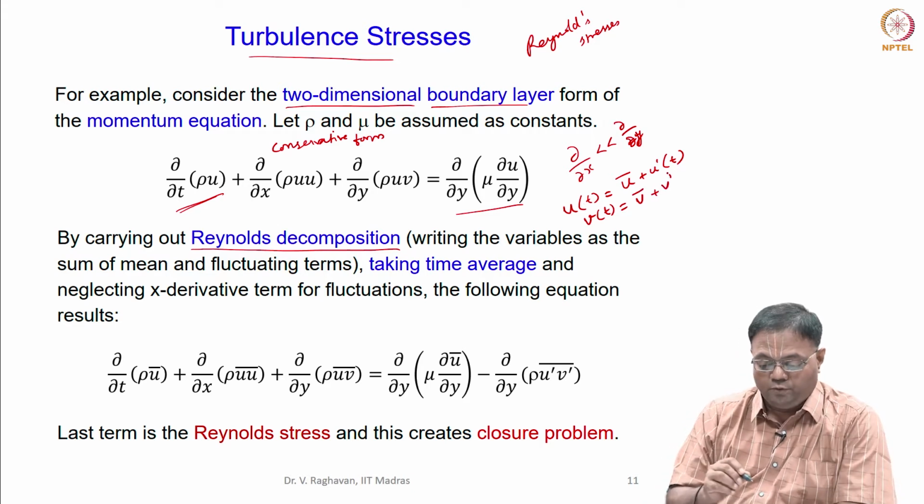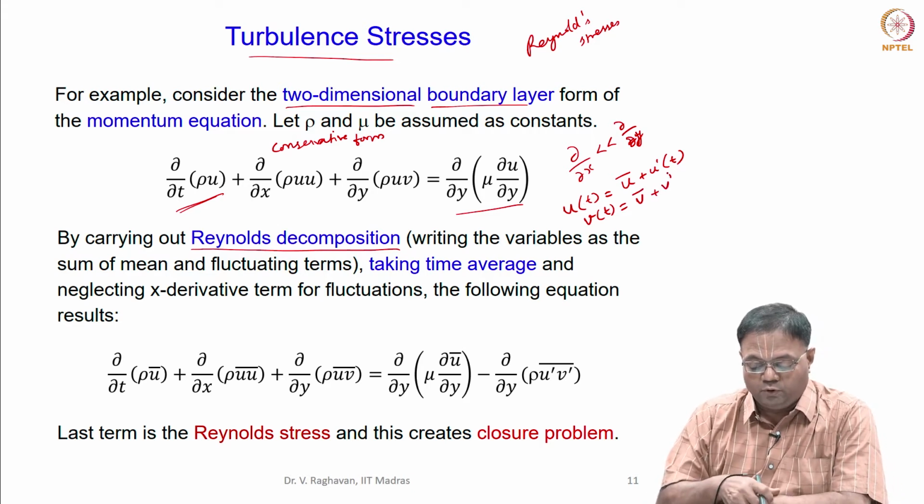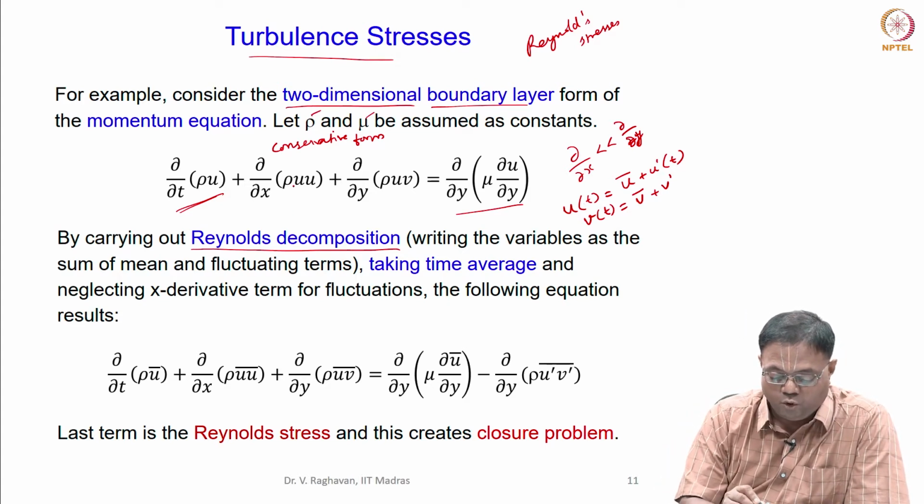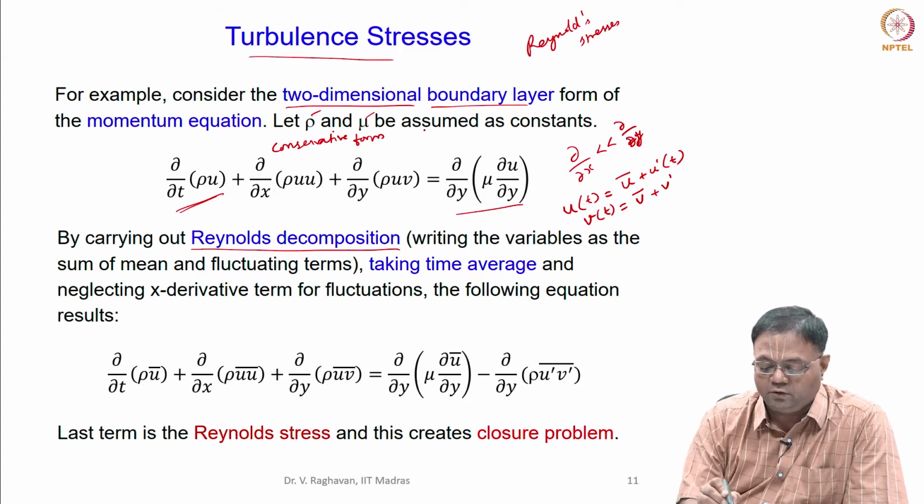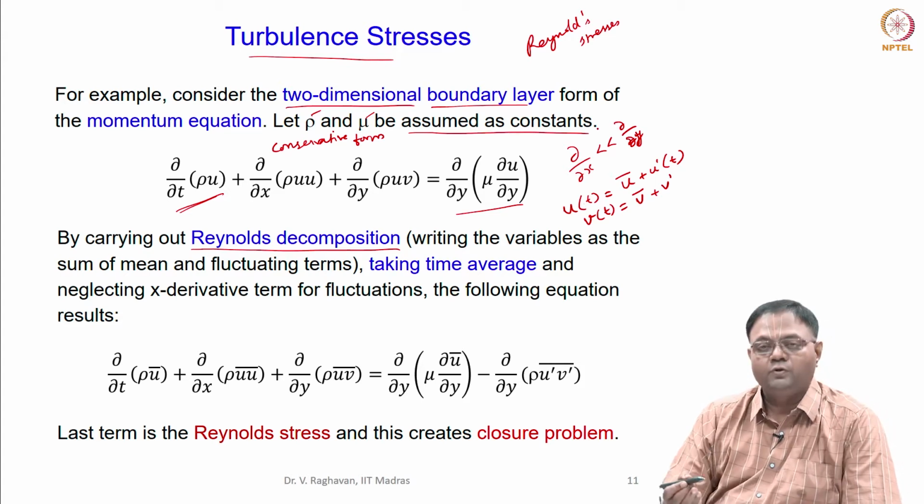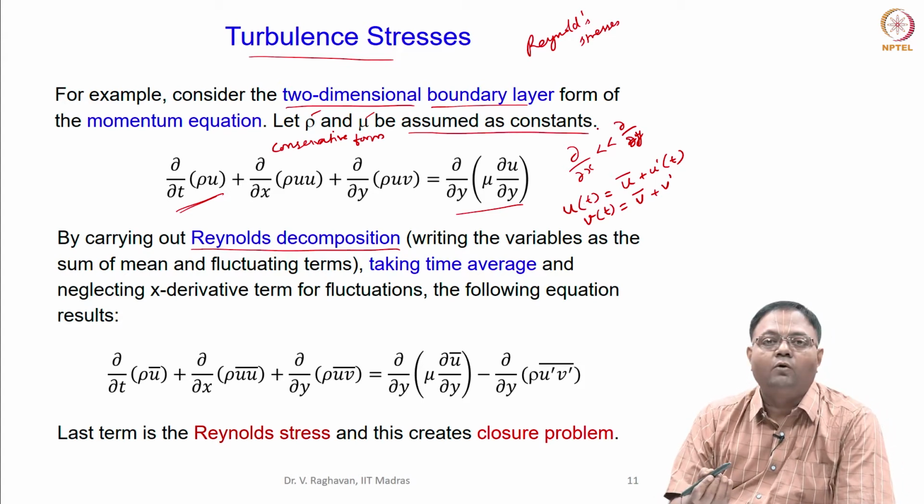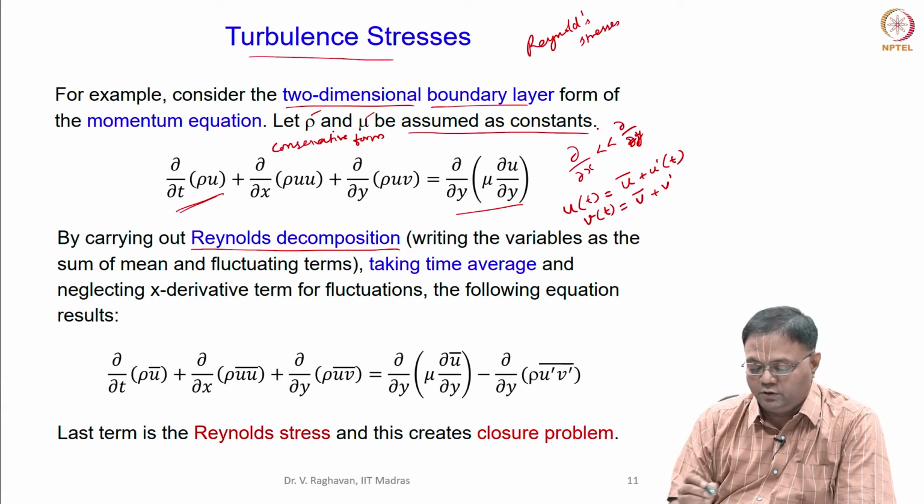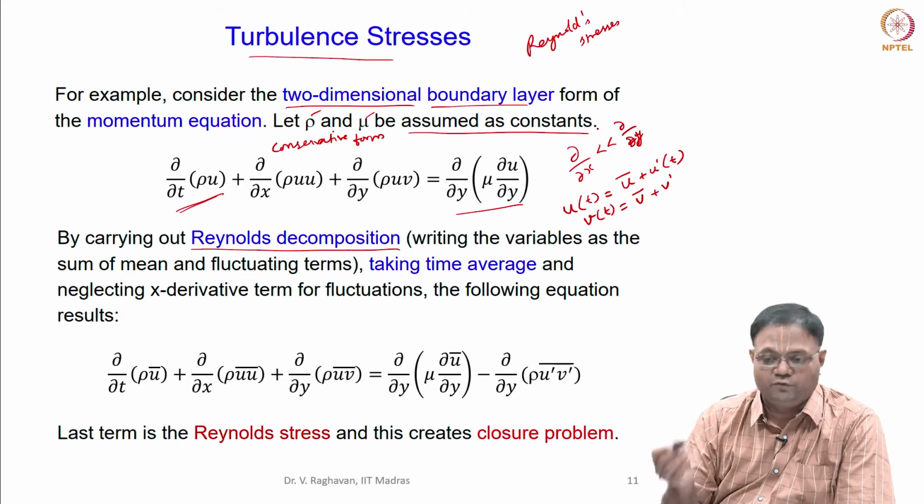v dash. Once you do this, one more assumption which is made is that rho and mu, the properties, are assumed to be constants here. If they are not, then those will also fluctuate, and that also should be added like a mean and a fluctuating quantity.